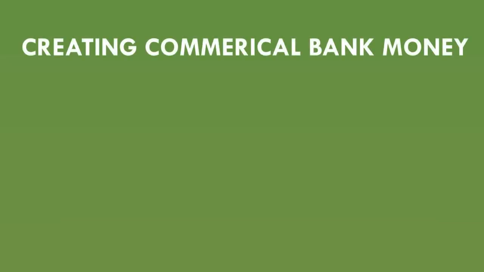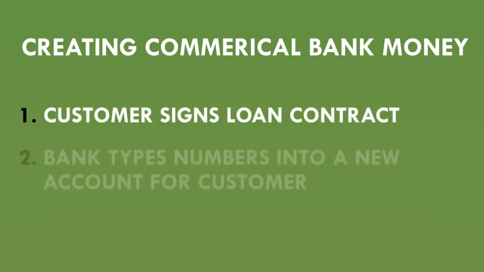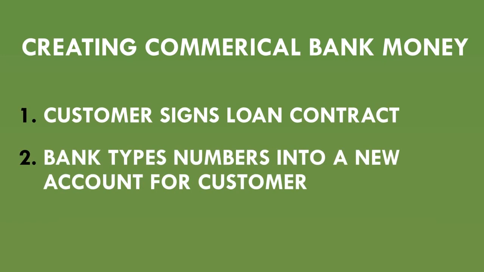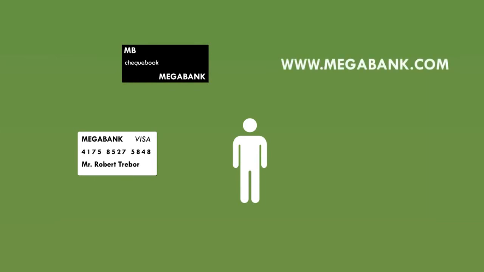All the bank has done to create this new money is type some numbers into an account. It hasn't reduced the balance of anyone else's account, and it hasn't taken any money from some pensioners and moved it into Robert's account. So the process of creating commercial bank money, that's the money that the general public use, is as simple as 1. A customer signing a loan contract, and 2. The bank typing numbers into a new account set up for that customer. This new bank-created money represents new spending power or money in the economy. Robert can now go and spend his money anywhere in the economy using his debit card, checkbook, internet banking, transfers, or even by taking cash out of an ATM.